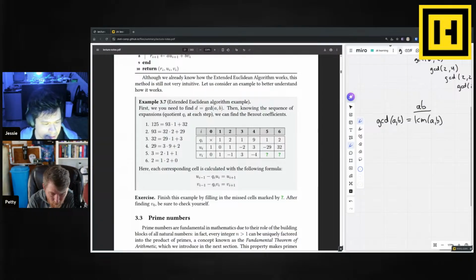We should spend a bit of time outside of this recording and work through some of this, because this is still a little bit not so intuitive for me. The exercise says: finish this example by filling in the missed cells marked by the question mark. After finding v sub 6, be sure to check yourself. So this is something we could code: do it by hand, then write the code, and you can post the Python code in the Discord server or the comments section on YouTube or wherever. Cool.